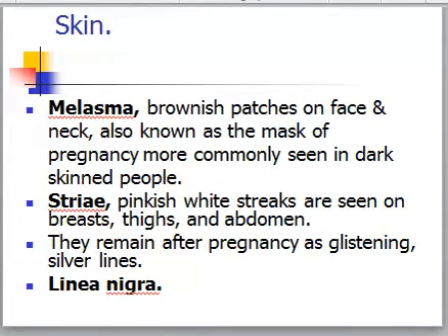And what happens to the skin? There is melasma, which means brownish patches on the face and neck, also called the mask of pregnancy, more commonly seen in dark-skinned people. Striae will be present: pinkish-white streaks seen on the breasts, thighs and abdomen. They remain after the pregnancy as glistening silver lines, and there is also the linea nigra.